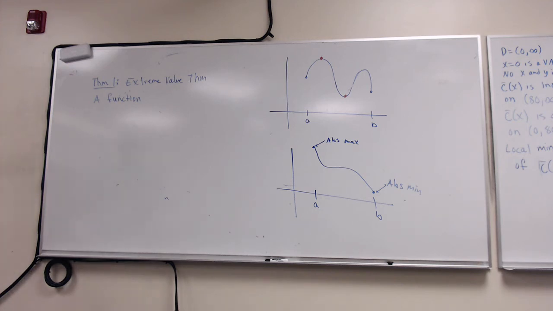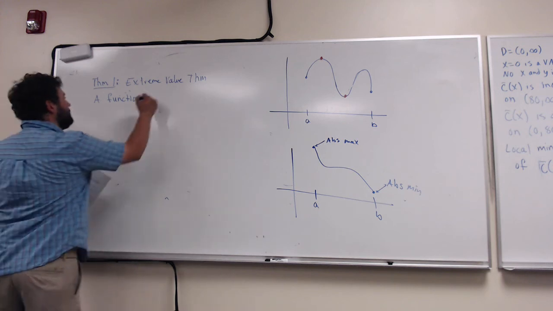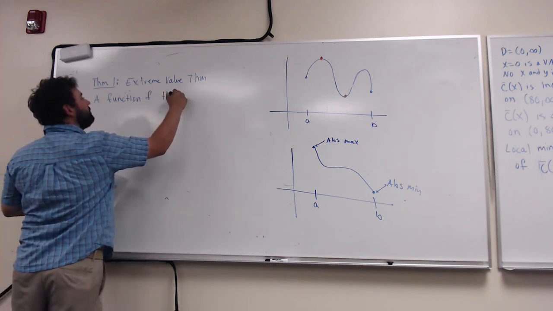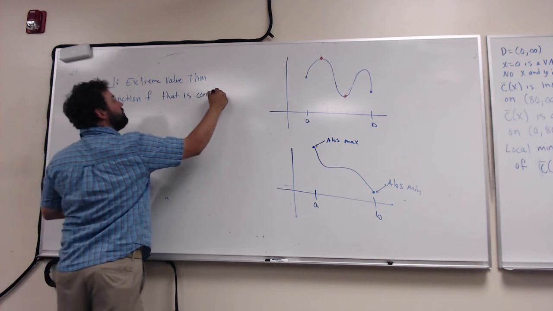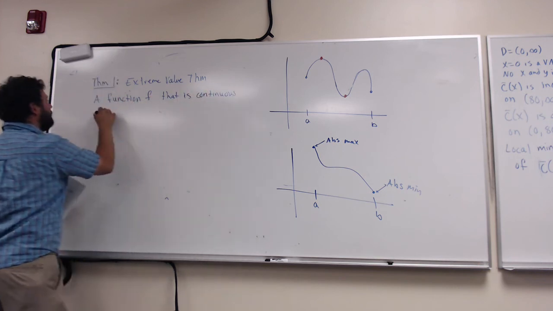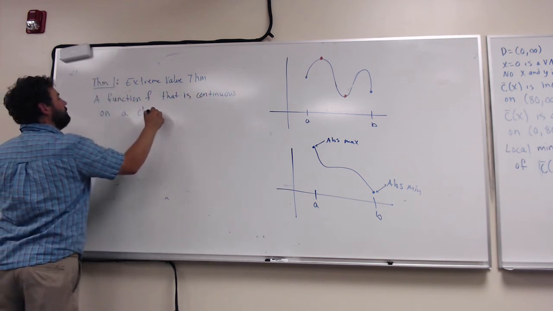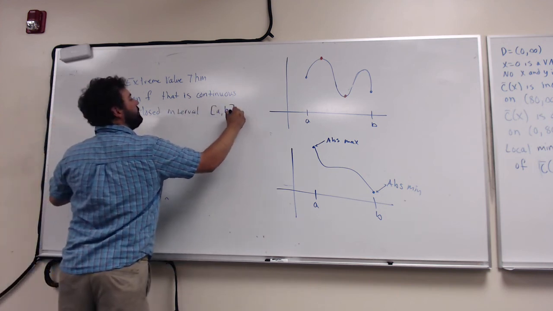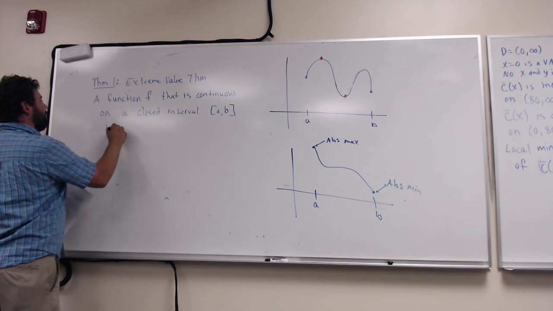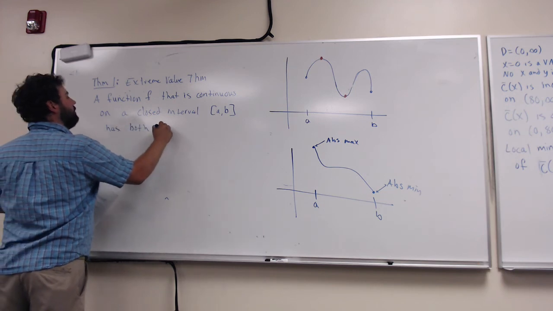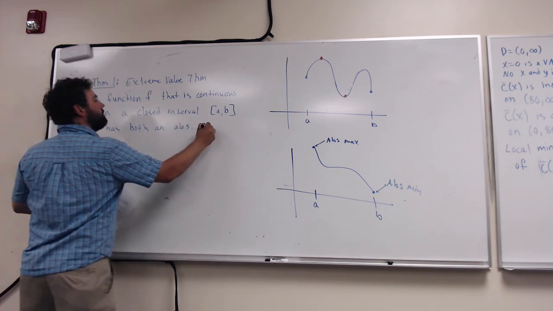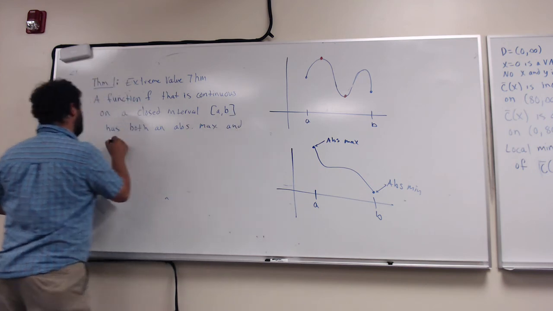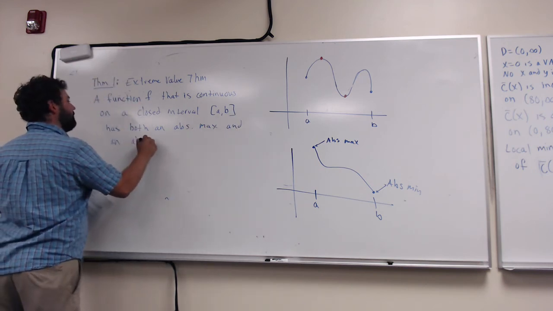Okay, so that's what the extreme value theorem says. A function f that is continuous on a closed interval, and we just call it the closed interval from A to B, has both an absolute max and an absolute min.